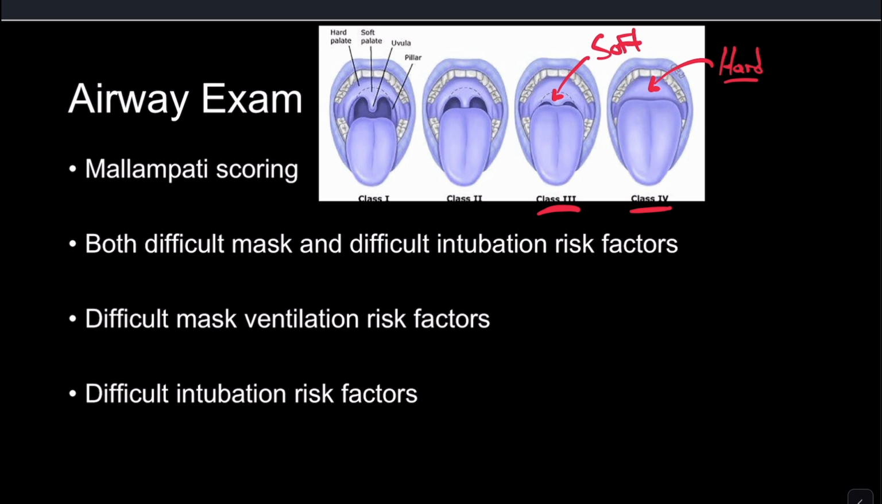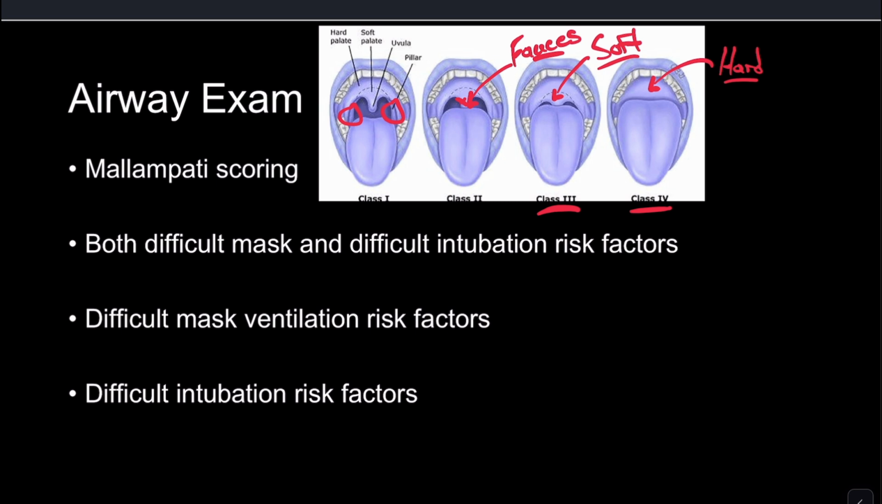Class 2, you have the hard palate, you have the soft palate, but now you're able to see the fauces, which is the cavity that leads to the back of the pharynx. And then you also can see the uvula right here as well, that's beginning to extend down. And then in class 1, you have the hard palate, the soft palate, the fauces, the uvula. But importantly for class 1, it's defined by being able to see the tonsillar pillars located right there.